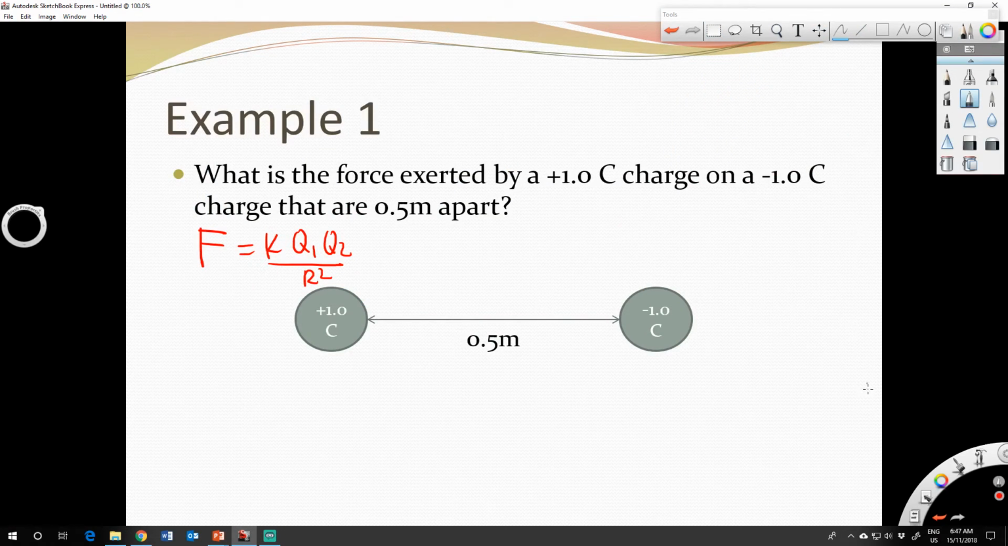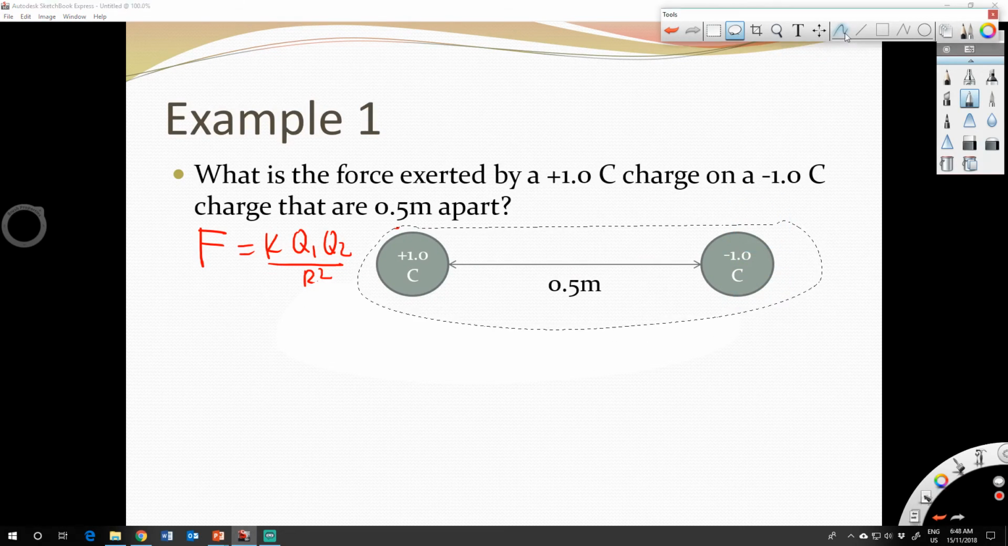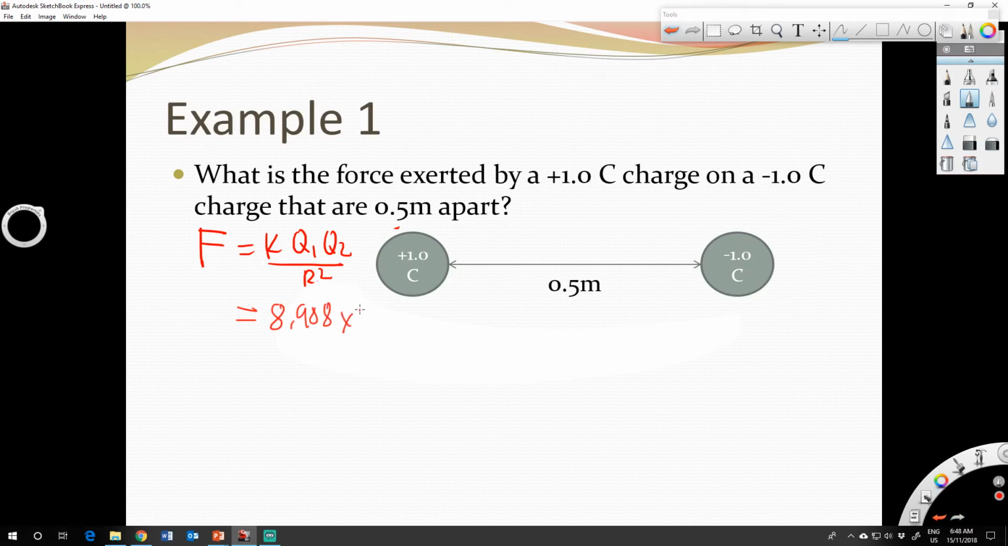So, using our equation here, K, let's just move my diagram over a bit. So K is, well, it's like 8.988 times 10 to the 9. We have a charge of positive 1 for Q1, charge of negative 1 for Q2. It doesn't actually matter which one you make Q1 or Q2. And then they're separated by a distance of 0.5 meters. This will be squared.